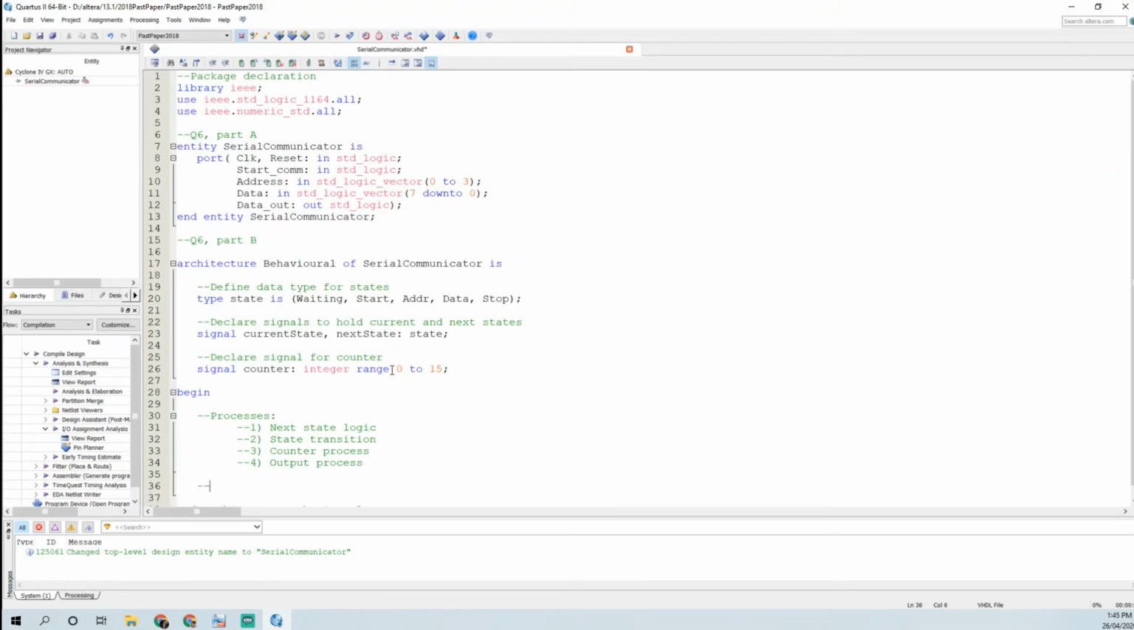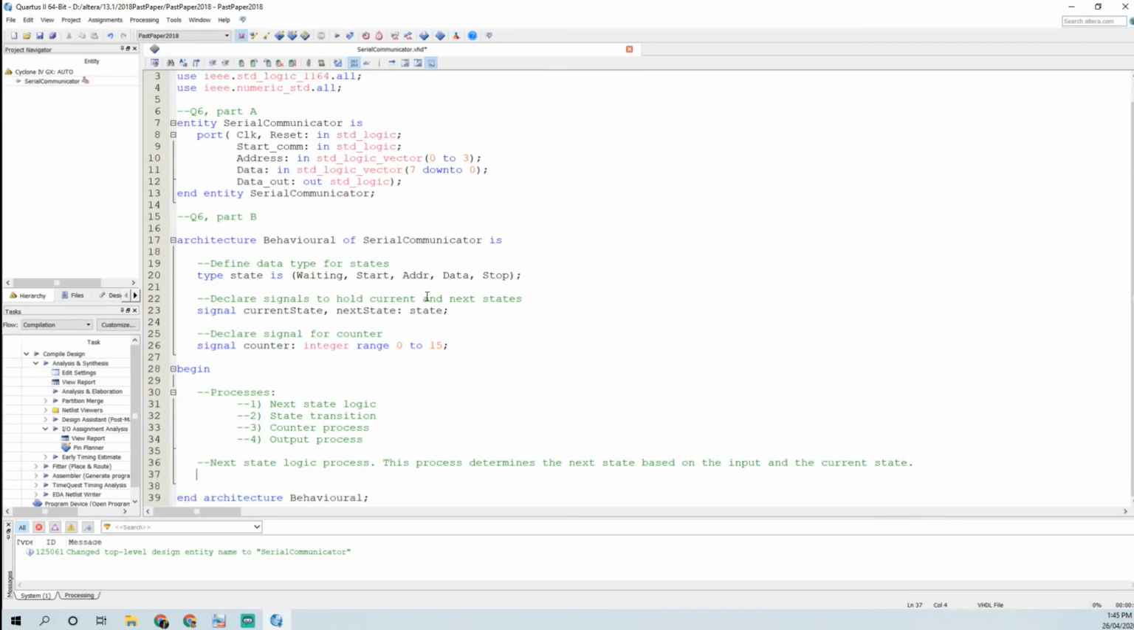All right, so I'm first going to write the process for our next state logic. If you want, you could say this process determines the next state based on the input and the current state.